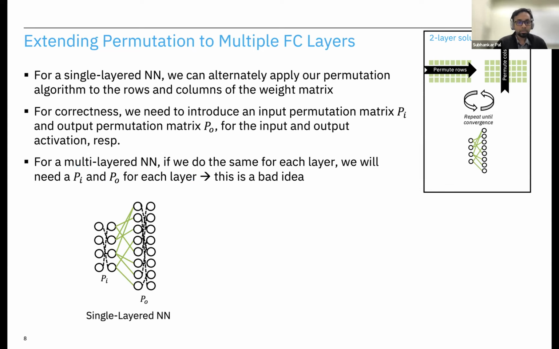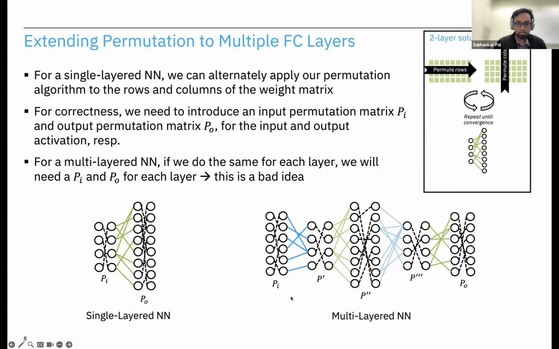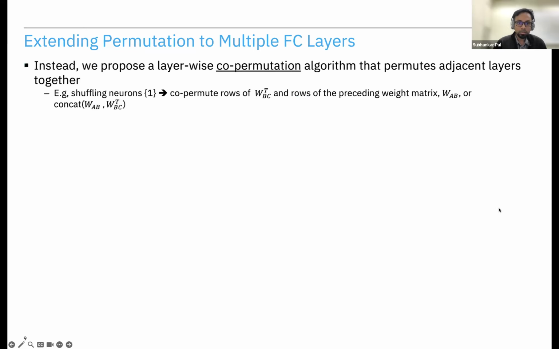The second problem we came across is that if we just extend the scheme naively to a multi-layered neural network, it's not scalable. In fact, it's worse performing than the baseline unpruned network. That's because after every layer of the network, we have to introduce this permutation layer. So this is not going to work. Instead, what we propose is something called layer-wise co-permutation, which shuffles adjacent layers together.